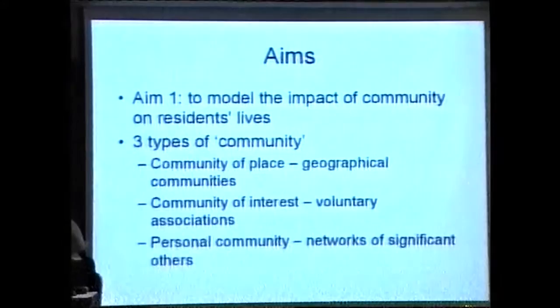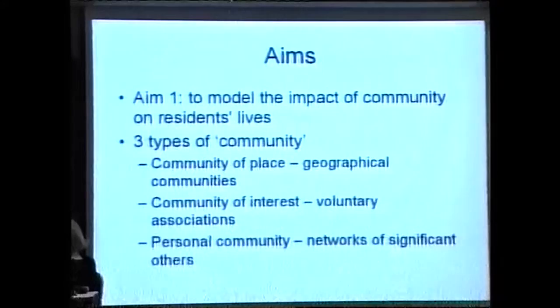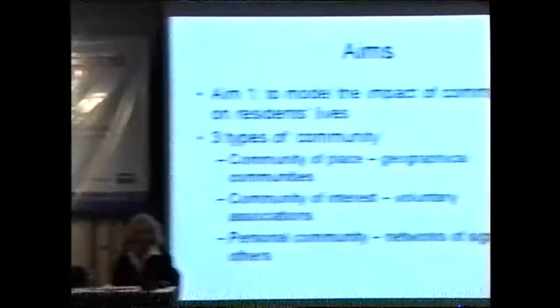Okay, so we've got two aims to our research. The first is modelling the impact of the community on residents' lives. And so in my analogy there, it's what effect do different sorts of ecological niches, different sorts of collections of resources that represents the community, how does that affect people?